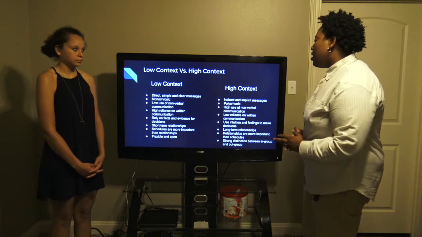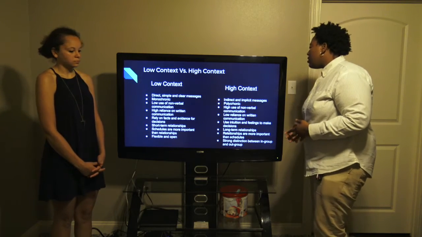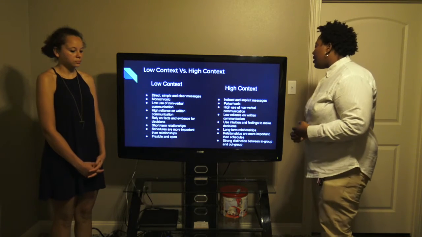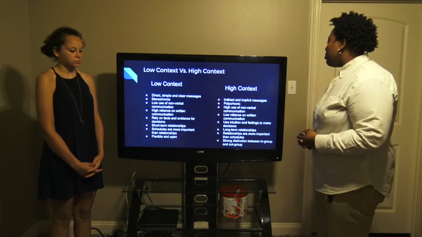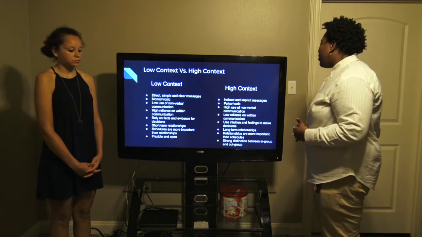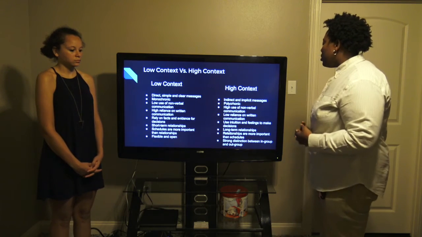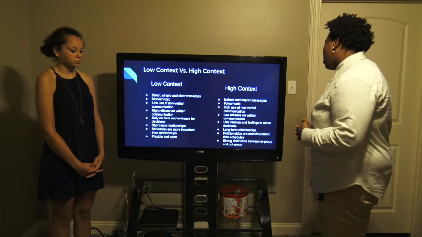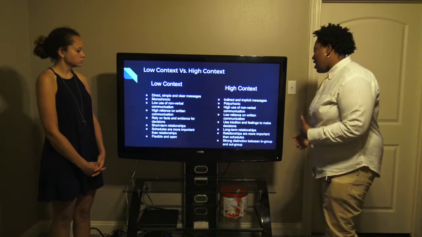Flexible and open. High context: indirect and implicit messages. Polychronic, high use of nonverbal communication. Low reliance on written communication. Use intuition and feelings to make decisions. Long-term relationships. Relationships are more important than schedules. Strong distinction between in-group and out-group.